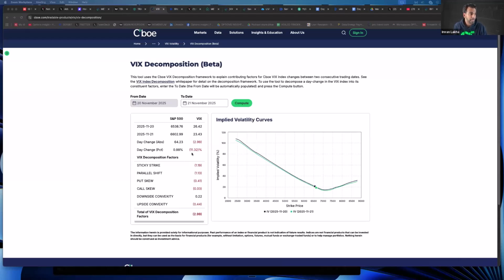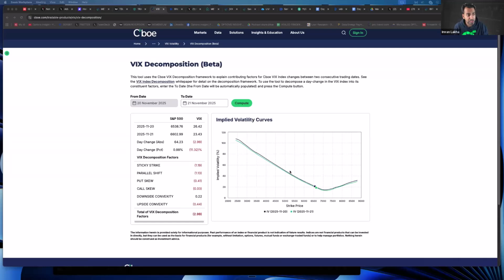So you can see the sticky strike factor is coming out to be 1.19. Now, what does that mean? What does the sticky strike mean? Well, it means that if the volatility surface was completely unchanged, so the implied vol of every single option on that 30-day expiry was unchanged on the day, the VIX still would have dropped by 1.19, because we've gone from an at-the-money strike of 65.38-ish to a new at-the-money strike of 66.02.